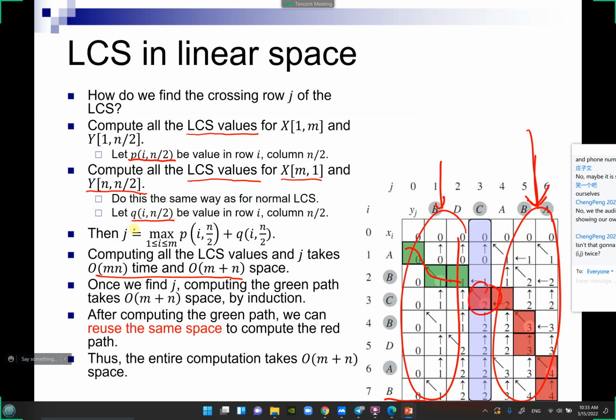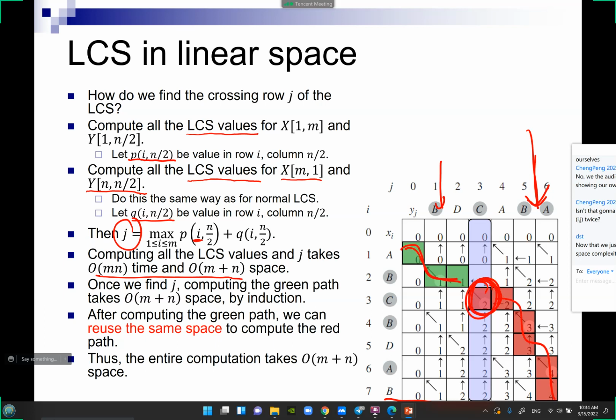Next, you're going to find this j value: you take all of these p values and all of these q values, and you look at which index gets you the largest sum. That's j. After that, you break the problem into these 2 subproblems, the left half and the right half, and you solve those recursively. What those recursive calls return are these paths over here. Then you just add that to your middle crossing point, and now you have your entire path. So that is the algorithm.